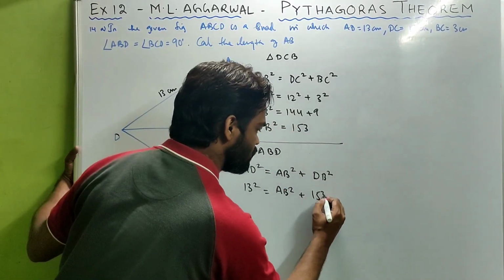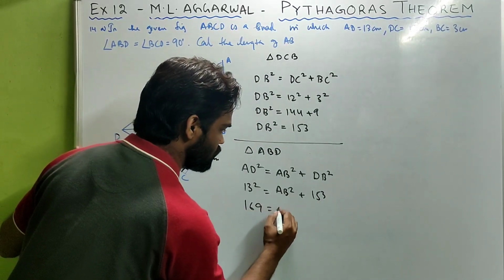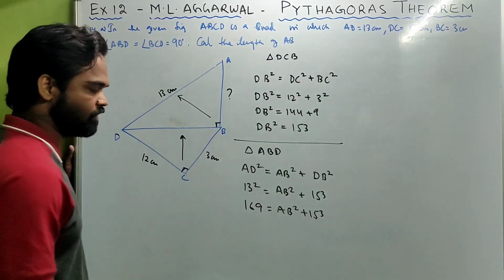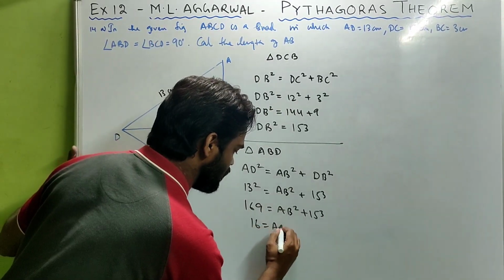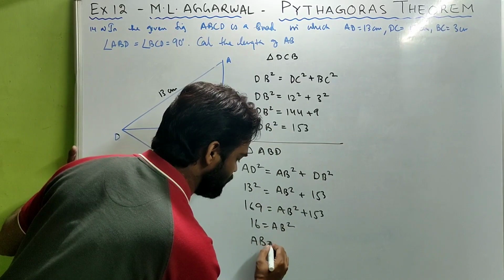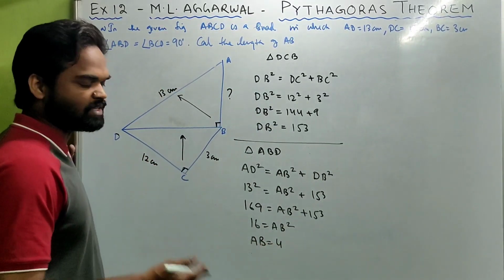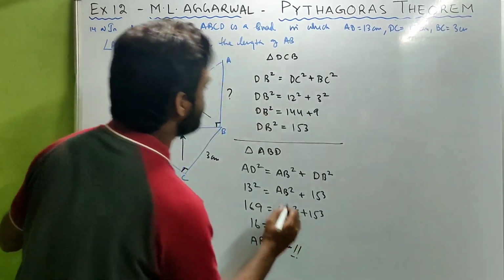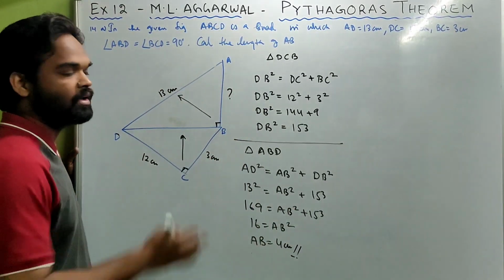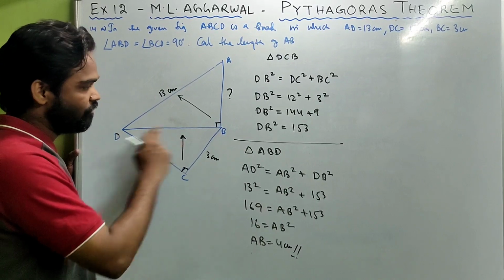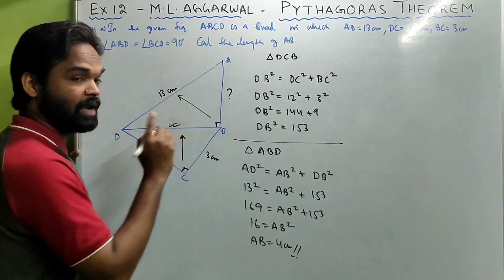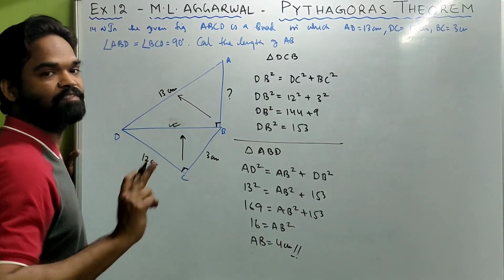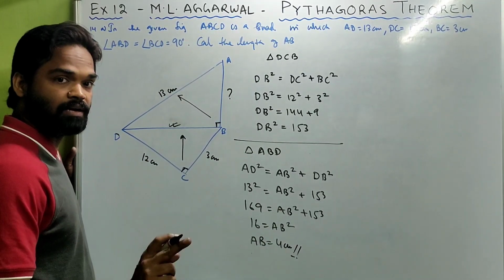DB square is 153. This is 169 equals AB square plus 153. 169 minus 153 is 16 equals AB square, which means AB will be 4. Isn't it? Plus minus 4, we will take positive. So that's 4 centimeter. So the length of AB will be 4 centimeter. There were two triangles. For the first triangle, be careful, DB is your hypotenuse. But for the second triangle, AD is your hypotenuse. Be careful with that. Clear?